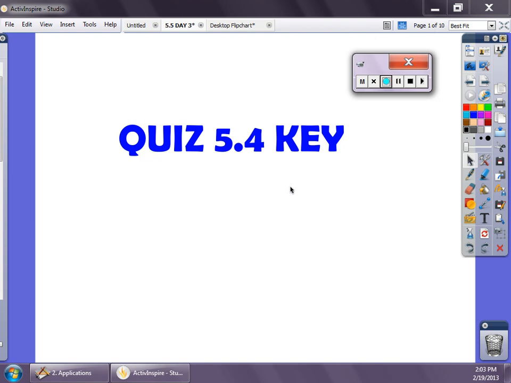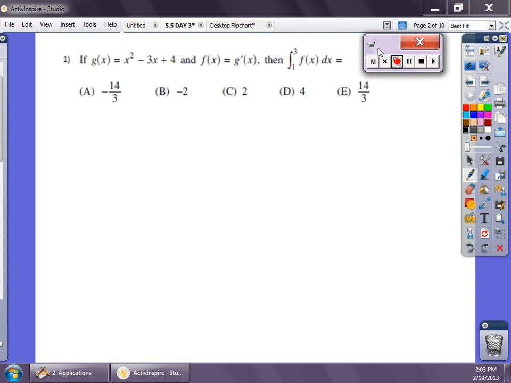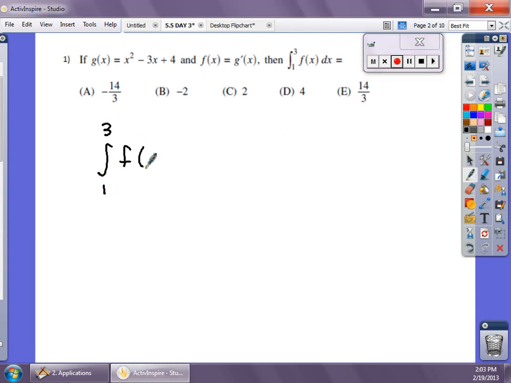All right, so this will be the quiz 5.4 key that I completely recorded without sound. So number 1, we'll go through these quickly. They want the integral from 1 to 3 of f of x. The only information you're given is actually g of x, so we have to make a relationship back to f of x.